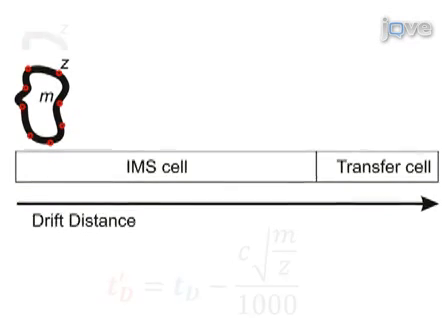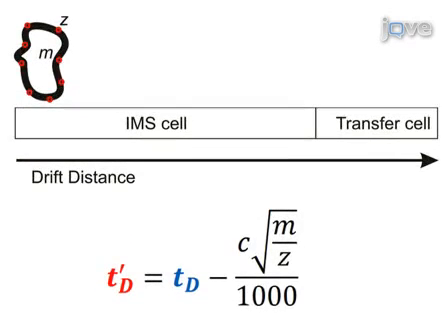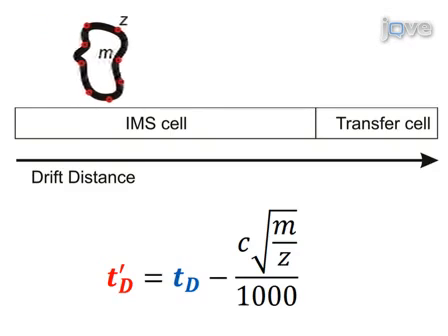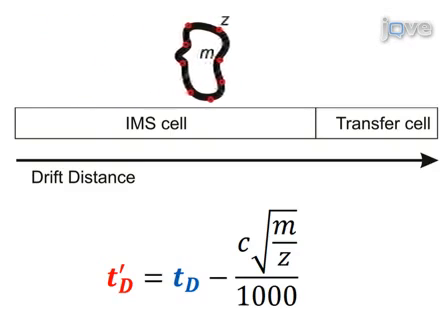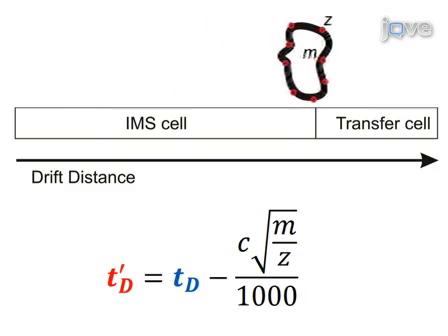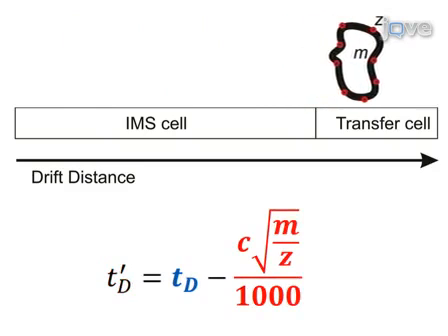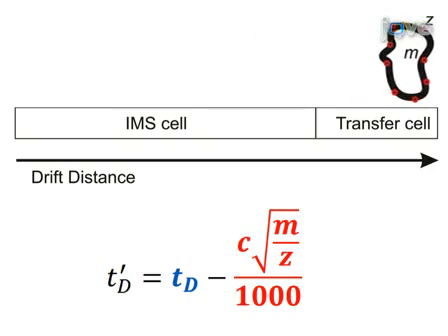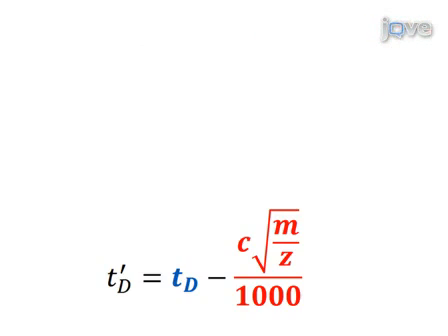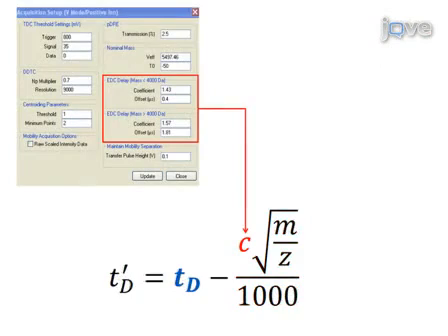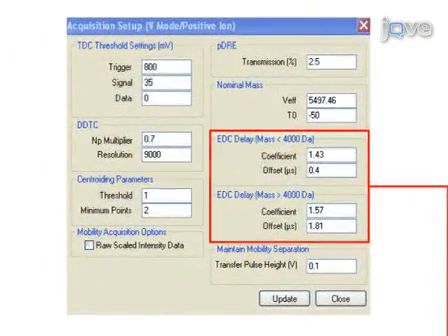Correct each of the calibrant drift times T'(D) using the following equation, where m/z is the mass-to-charge ratio of the observed ion and c is the enhanced duty cycle (EDC) delay coefficient. Its value, typically between 1.4 and 1.6, is instrument dependent. The EDC value is indicated within the System 1 Acquisition Settings 1 Acquisition Setup tab.